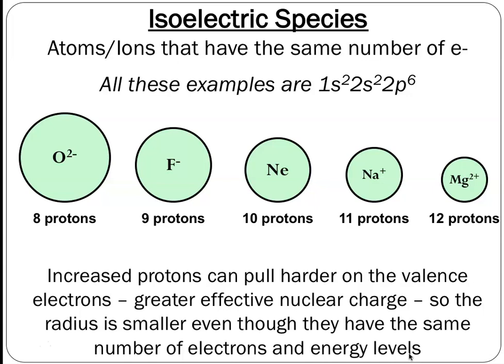As we said, increased protons can pull harder on the valence electrons, greater attraction, greater effective nuclear charge. So ultimately, the radius will be smaller than those with the same number of electrons and energy levels. So again, these five are identical electronically, but they differ in their number of protons.